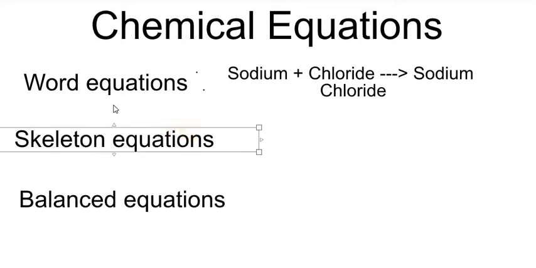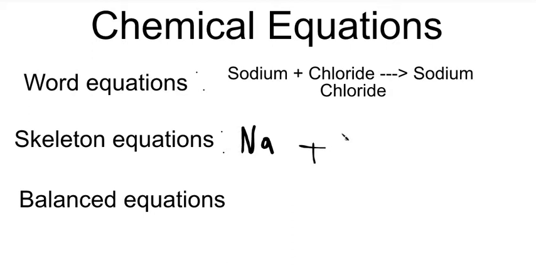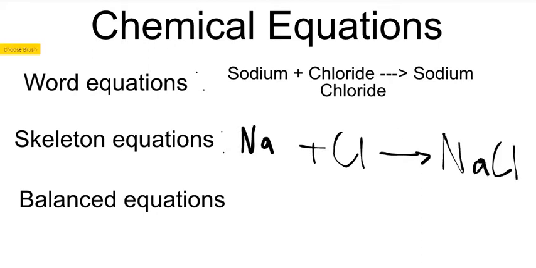So skeleton equations. Now a skeleton equation is just the equation, but not balanced. I'll explain later. So you have to convert, let's do the same one. Sodium is Na symbolically, chloride is Cl, then it forms NaCl. Okay, let's do a harder one for balancing.